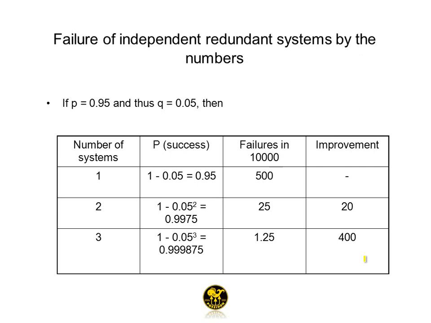So, sticking with my probability of success of 0.95, for a single system, we end up with 500 failures per 10,000.